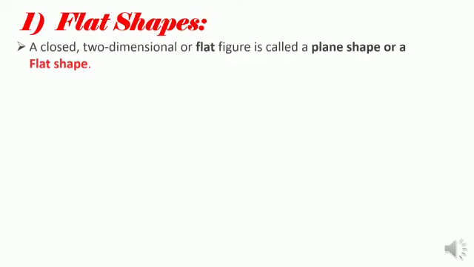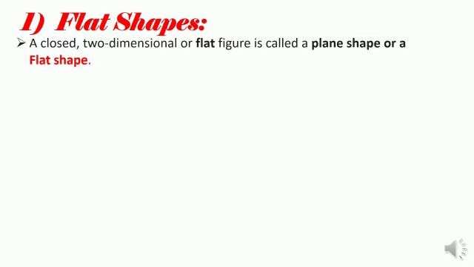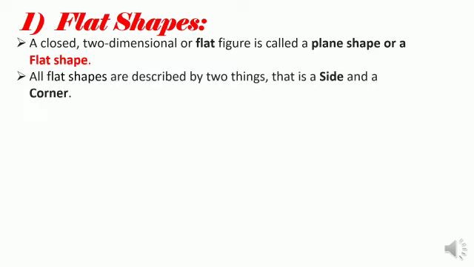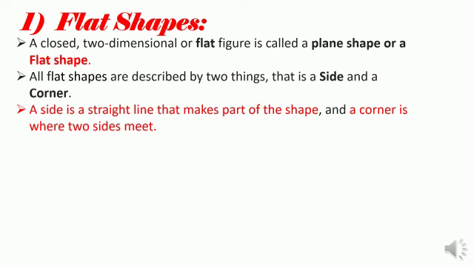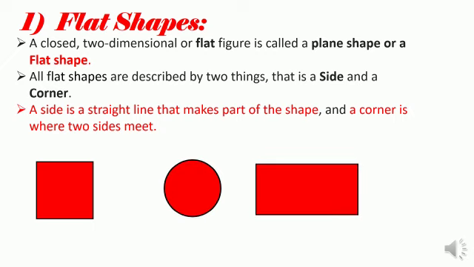Flat shapes. A closed two-dimensional or flat figure is called a plane shape or a flat shape. That means all the 2D, the two-dimensional figures are called flat shapes. All flat shapes are described by two things, that is a side and a corner. A side is a straight line that makes part of the shape, and a corner is where the two sides meet. So children, before we know more about a side and a corner, first let us know the basic flat shapes. The basic flat shapes are square, circle, rectangle and triangle. These are the four basic flat shapes.